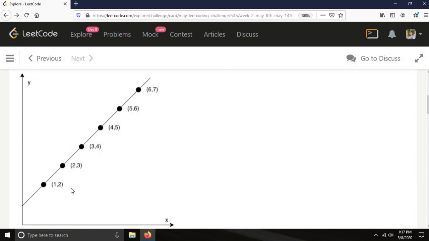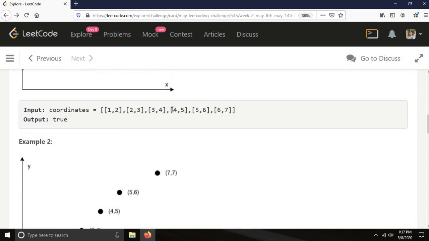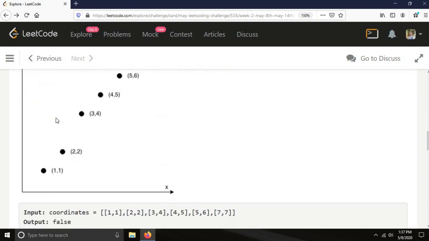So we are going to use the same logic. Firstly we will find the initial slope, and after that we will iterate through each coordinate and check whether the slope is equal to the initial slope or not. If it is not equal to the initial slope, we will immediately return false, and if it is equal, then we will return true, meaning all the points have the initial slope. Okay, so see here, it is true and here it will be false.